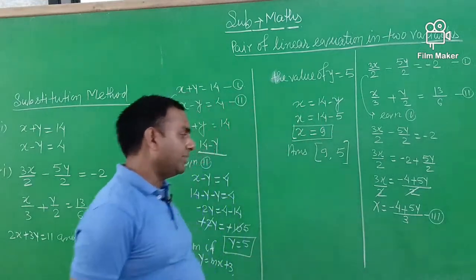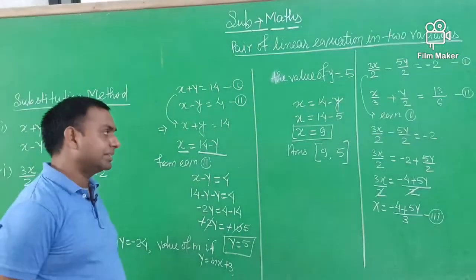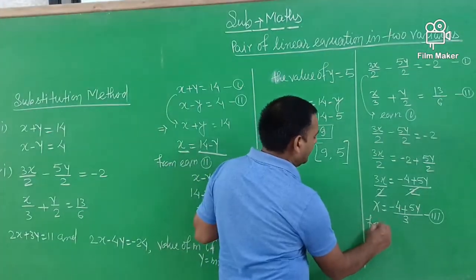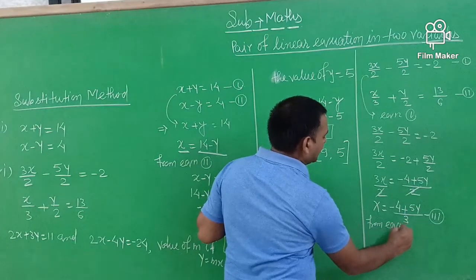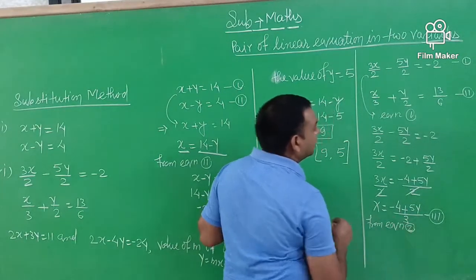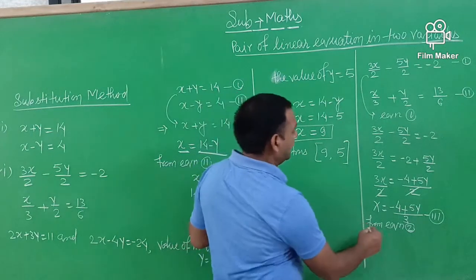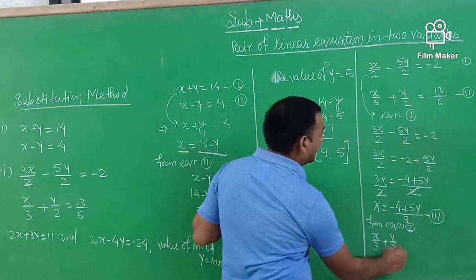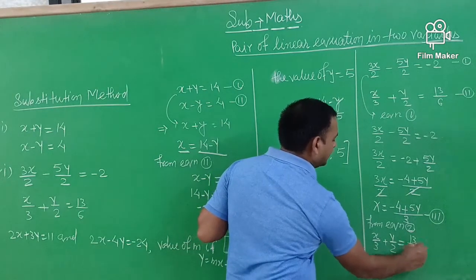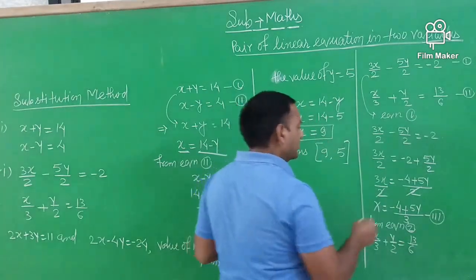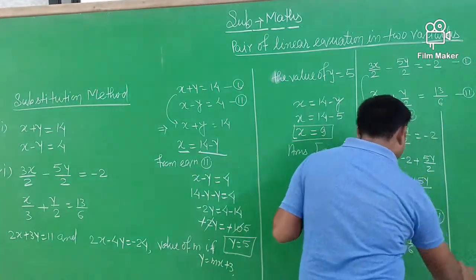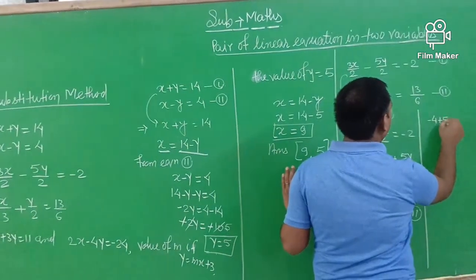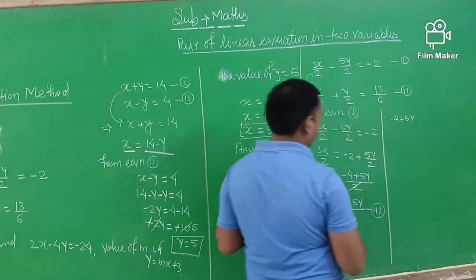I put the value of x from equation number 3 into equation number 2. So from equation 2, x by 3 plus y by 2 is equal to 13 by 6. Here I put the value of x. So the value of x is equal to minus 4 plus 5y by 3.